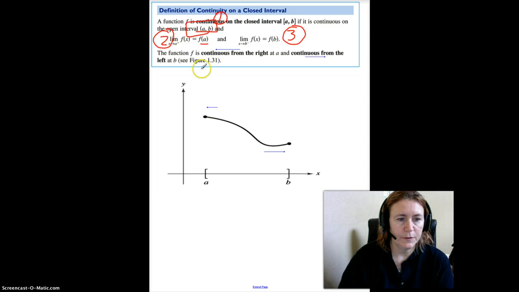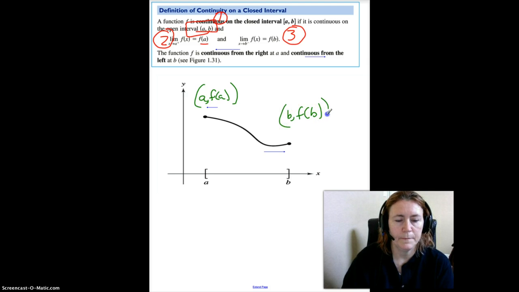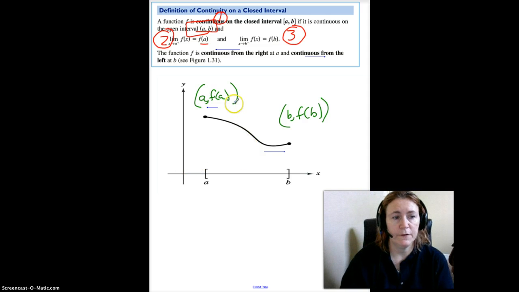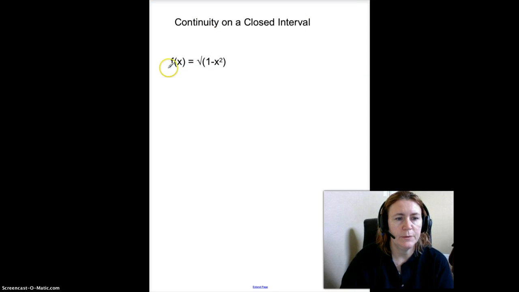So basically, you're going to need to observe the behavior between the endpoints, and then find the value a, f at a, and b, f at b. All right? And once you've done those three things, you've shown that the function is continuous on this closed interval a, b. Let's do one.